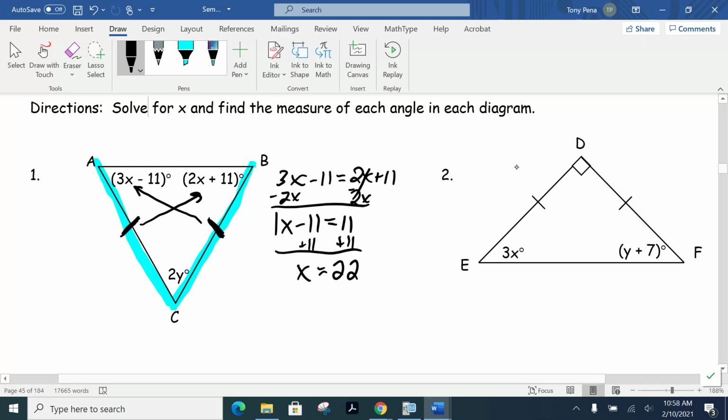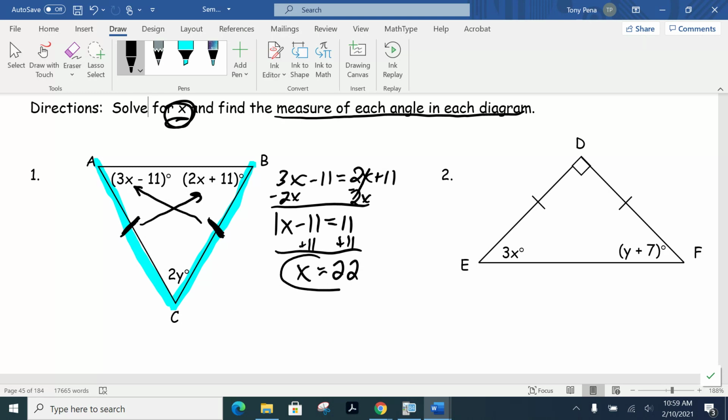So that's one of the things we wanted. So we definitely want to solve for x, but I also want you to find the measure of each angle in the diagram. So if this is 22, that's one of our things. Let's say I now want you to find angle A. So angle A is defined right here as 3x minus 11.